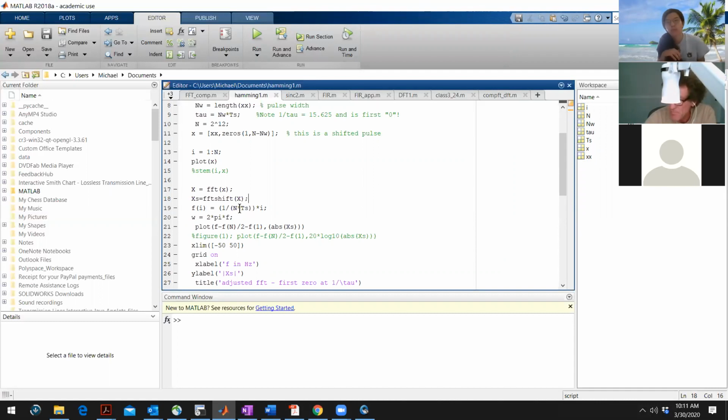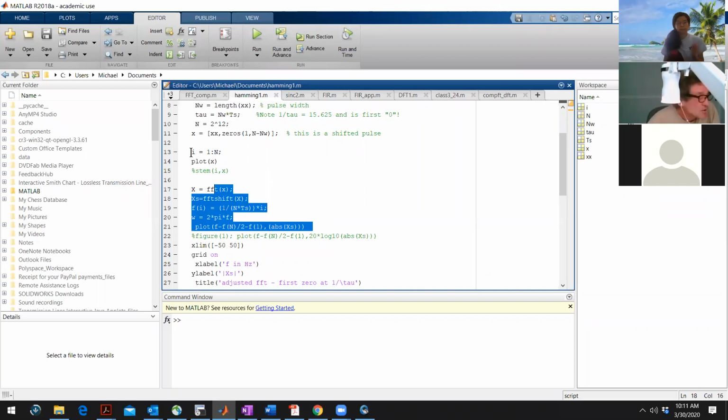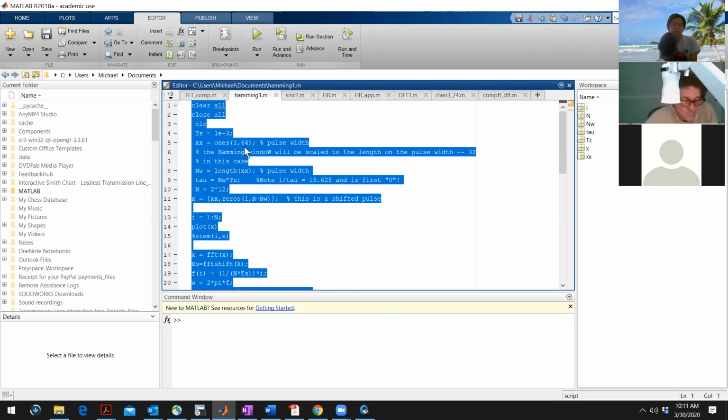Everybody with me? And i is simply an index because I have discrete points in the frequency domain. So the actual delta f between points is just 1 over N Ts. i tells you which frequency you're at. I put omega there just because I may use it later. And then I'm going to plot this right here, and take a look at what is now equivalent to that sinc waveform that I just showed you. And I'm going to rerun the whole thing from here.